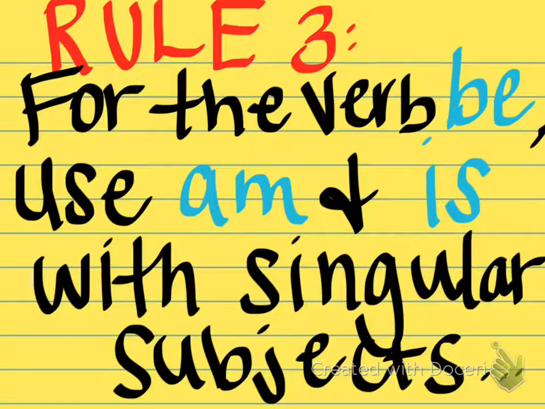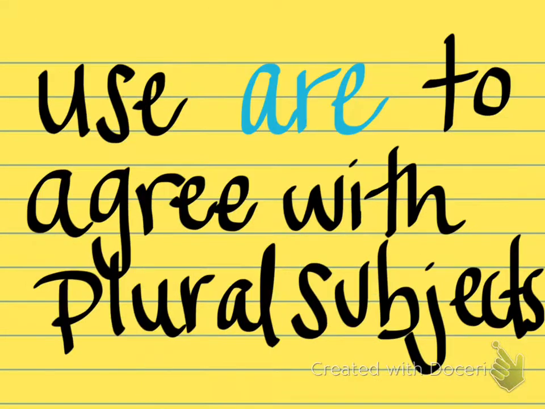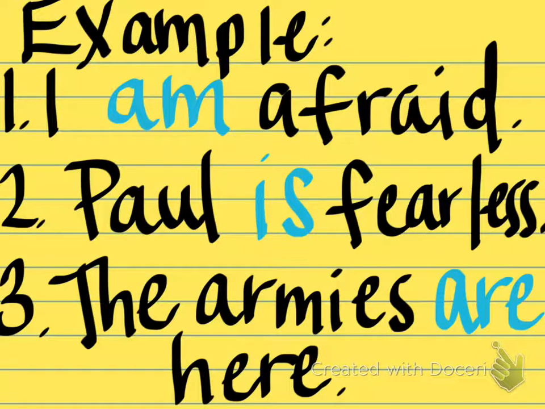Rule number 3. For the verb be, use am and is with singular subjects. Use are to agree with plural subjects. Examples include, I am afraid. Paul is fearless. I and Paul are both singular subjects.